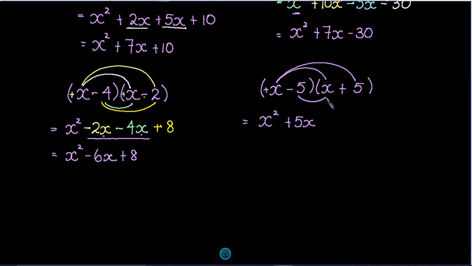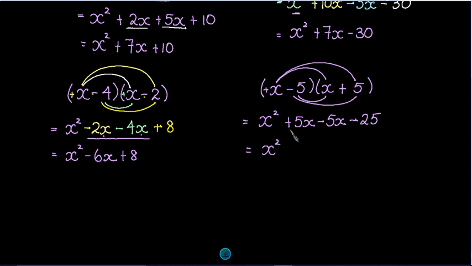Now I'm going to do the underneath. This time it's negative 5 times positive x, so a negative times a positive is a negative. We get negative 5x. And we do the last one here. So a negative times a positive again is a minus. 5 5s are 25. So we've got x squared.